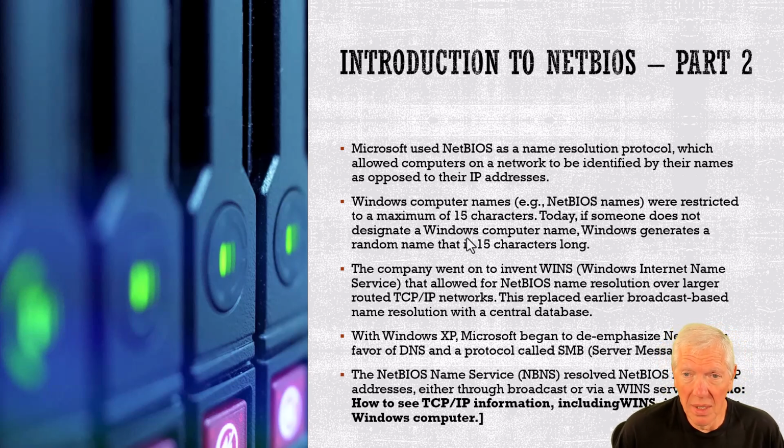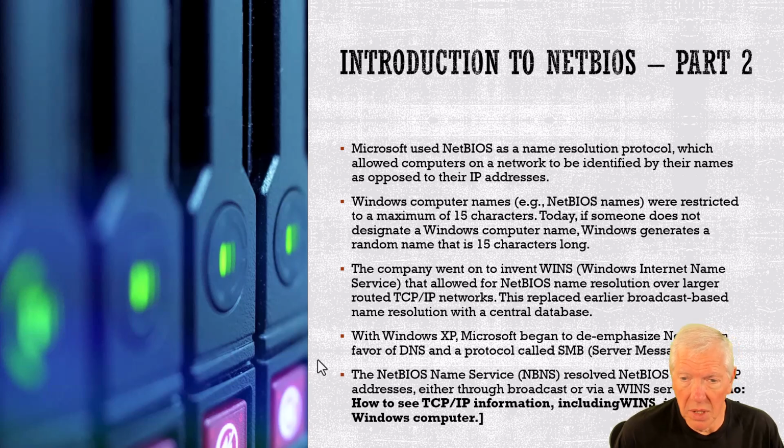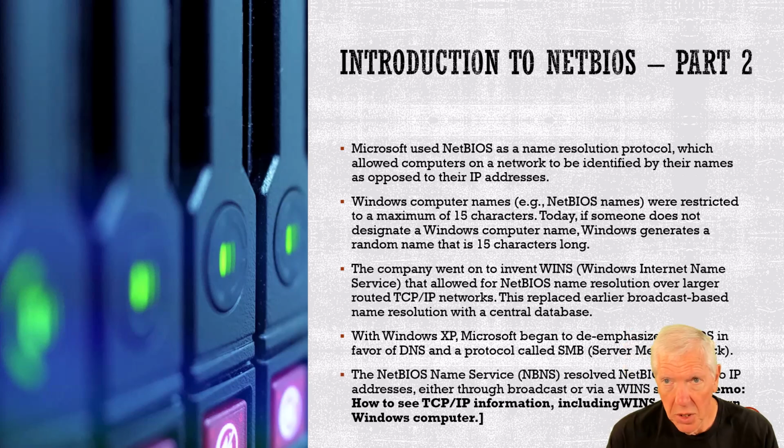I've implemented WINS, but you should be aware that WINS is also now included. It continues to be included, and I'm sure this is because there are lots of legacy WINS servers out in the world. Why, I don't know. So with Windows XP, way back in the day, Microsoft began to de-emphasize NetBIOS in favor of a thing called server message block, which we'll talk about in a minute. And then we also have what's called the NetBIOS name service, which resolves NetBIOS names to IP addresses. Now let me show this to you.